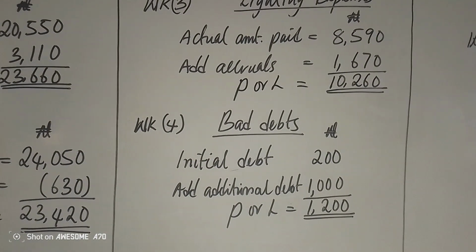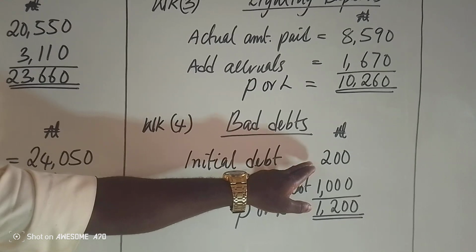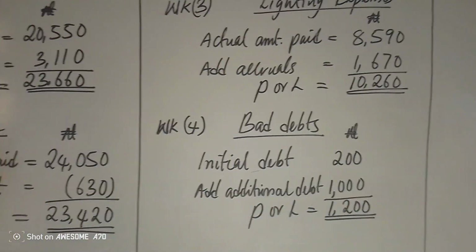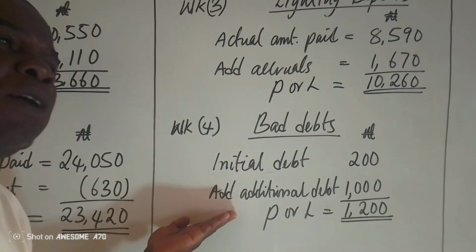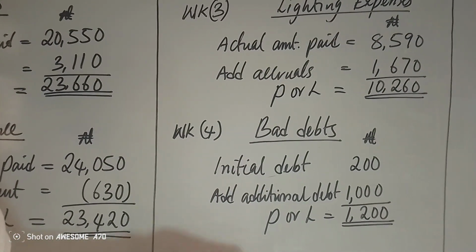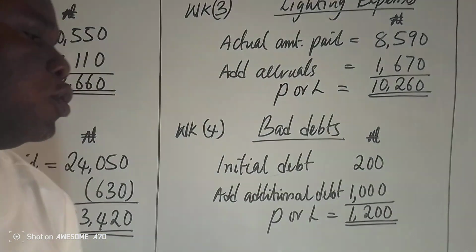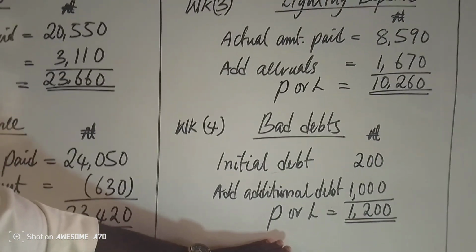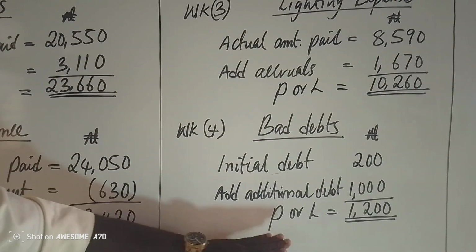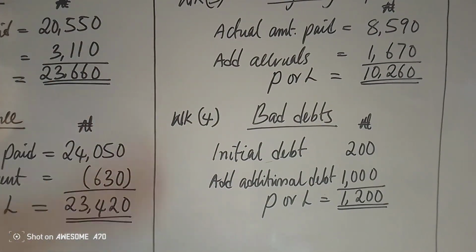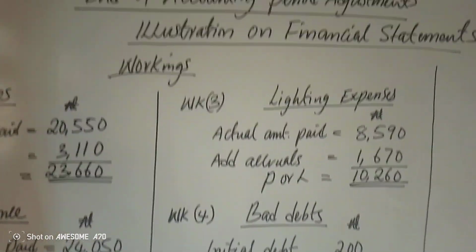So in this case, the initial bad debts given in the trial balance will be added to the additional bad debt found at the end of the current year under adjustment. If you add it together, you get 1,200, which we charge as operating expenses on the statement of profit or loss. So bad debt is easy to treat. It's just to add the two together.